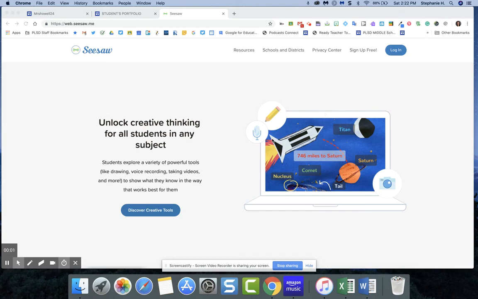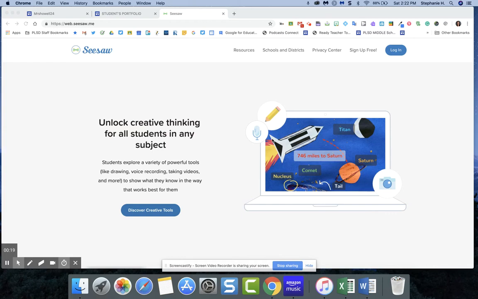Student portfolios are important to have in the classroom. First, you have to think, what's the purpose of a portfolio? Well, the purpose is to share student work and for students to look over the information that they've learned over a course of a year or years.